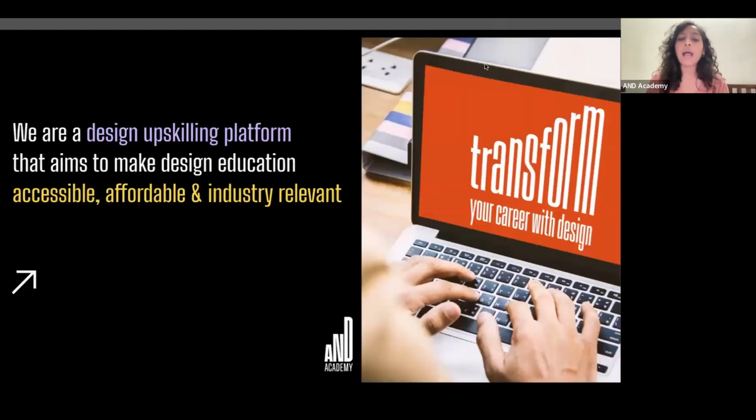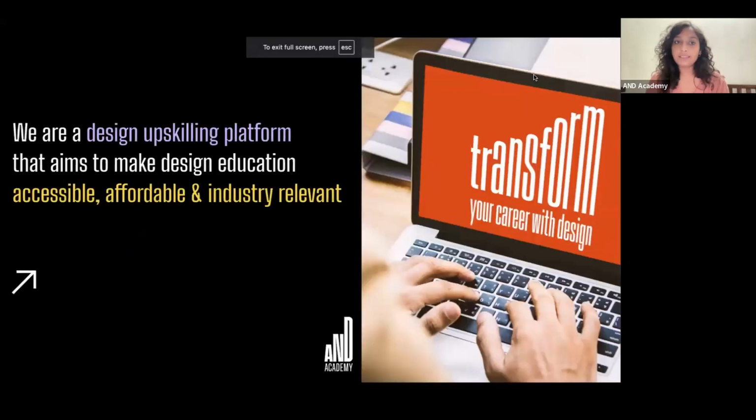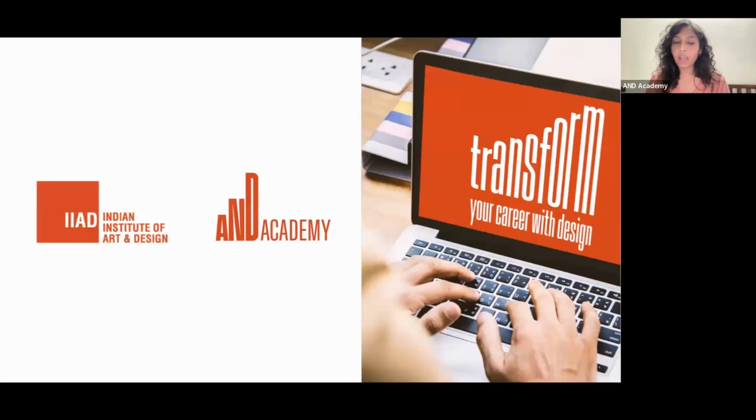So ANDAcademy is a one-of-a-kind design school, which comes from the Institute of Art and Design, a brick and mortar design school here in New Delhi. IIAD was established back in 2014 in collaboration with Kingston School of Art, London. It comes from the same design pedigree, and it is the brainchild of Dr. Jitin Chanda, who also founded IIAD and is the founder of ANDAcademy as well.